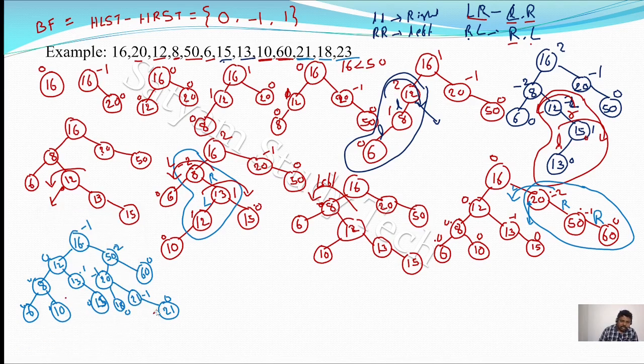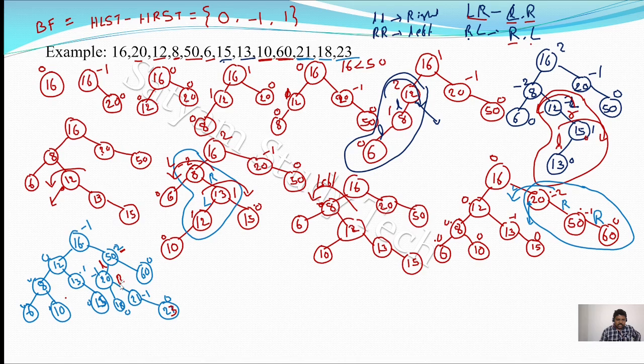After adding the element 23, right? Not 21, 23. So you can see after adding this one, it is not balanced. You can see 1, 2, 3. Here 1, so that it is 2. So because of left and right, left, right.